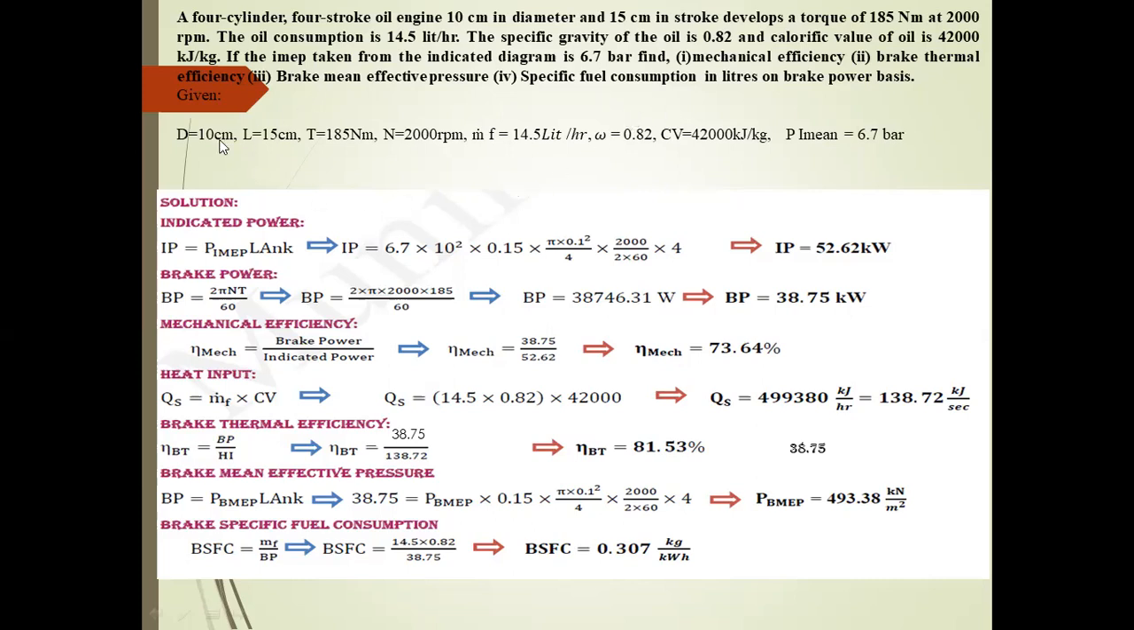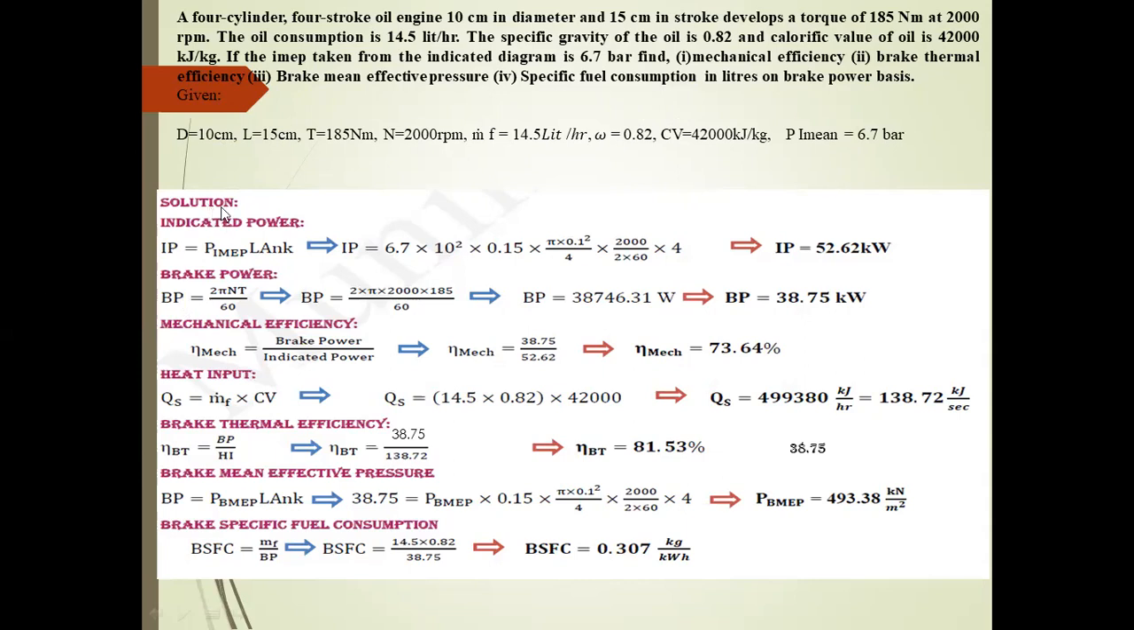Based upon the problem, these are the given data. The diameter is 10 centimeter and the length of the stroke is 15 centimeter. The torque of the engine is 185 Newton meter, the speed of the engine is 2000 RPM, the fuel consumption is 14.5 liter per hour, and the specific gravity is 0.82. The calorific value of the fuel is 42,000 kilojoules per kg. The indicated mean effective pressure is 6.7 bar.